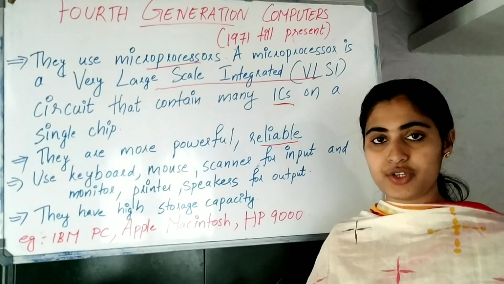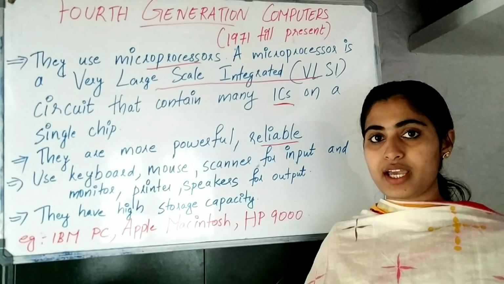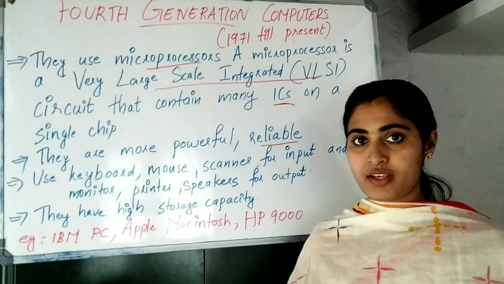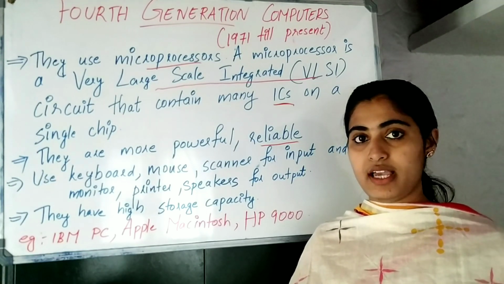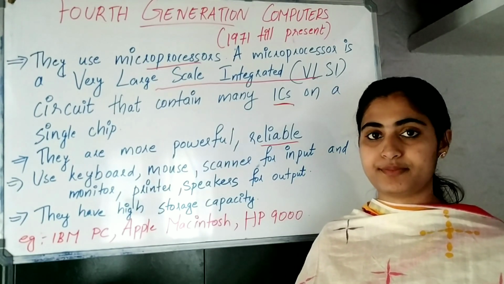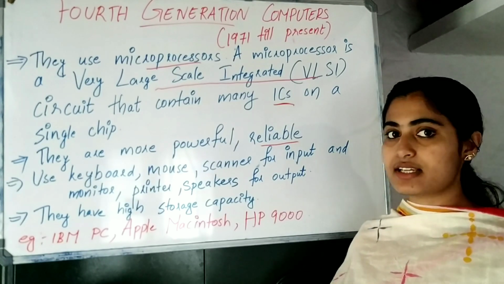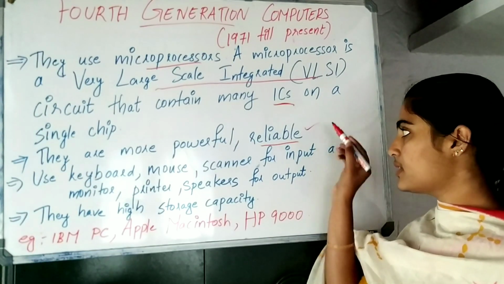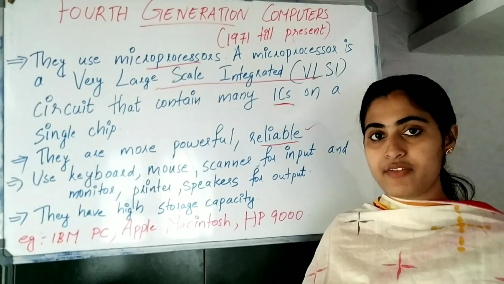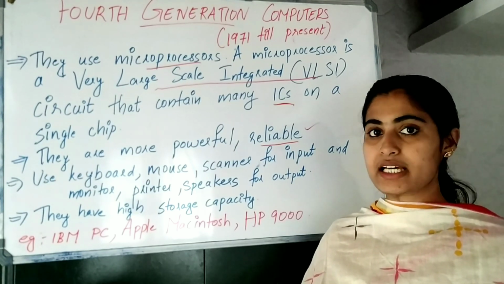In second generation, we used transistors. And in third generation, we use integrated circuit, and inside an integrated circuit, there are thousands of transistors. In fourth generation, we use microprocessor. Inside a microprocessor, there are thousands of integrated circuits. And second point is, they are more powerful and reliable. What do you mean by reliable? It means they have a good quality or good performance. That is what you mean by reliable.